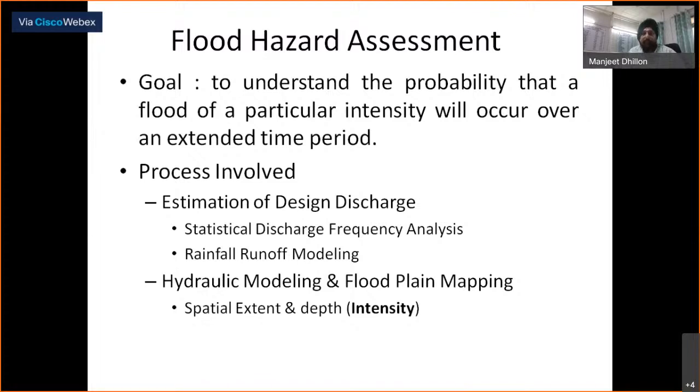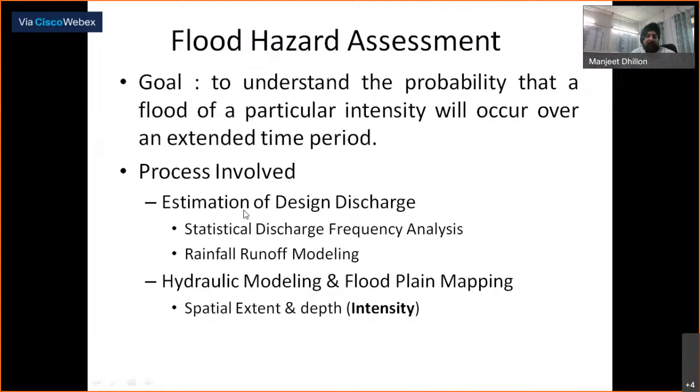Now, in flood hazard assessment, we try to understand the probability that a flood of particular intensity will occur over an extended time period, in the sense of to what extent and to what depth the flood will be there. We try to understand, say in a 100-year or 1000-year period, what would be the probability of exceedance, and various processes are involved.